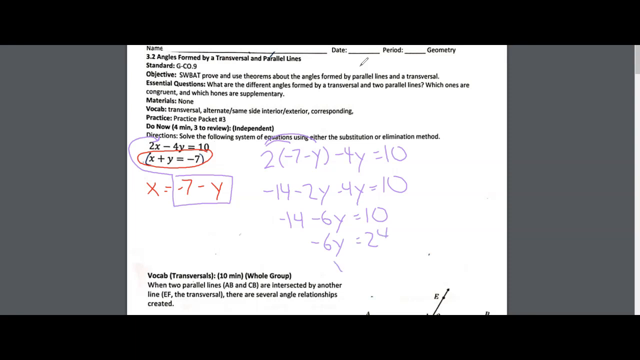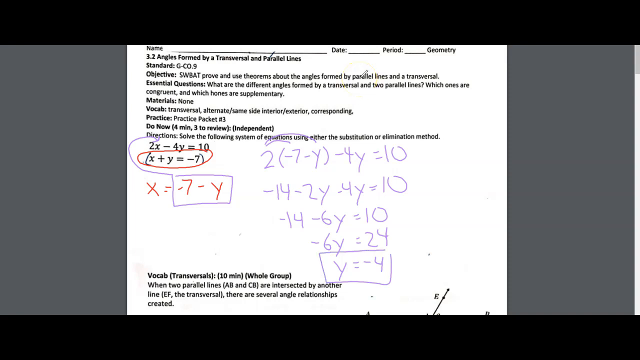So I'm going to get 2 times the quantity -7 minus y, minus 4y is equal to 10. I'm going to distribute. So I get -14 minus 2y minus 4y is equal to 10. I'm going to combine my y's. I'm going to add 14 to both sides and divide both sides by -6. That's going to give me y is equal to -4.